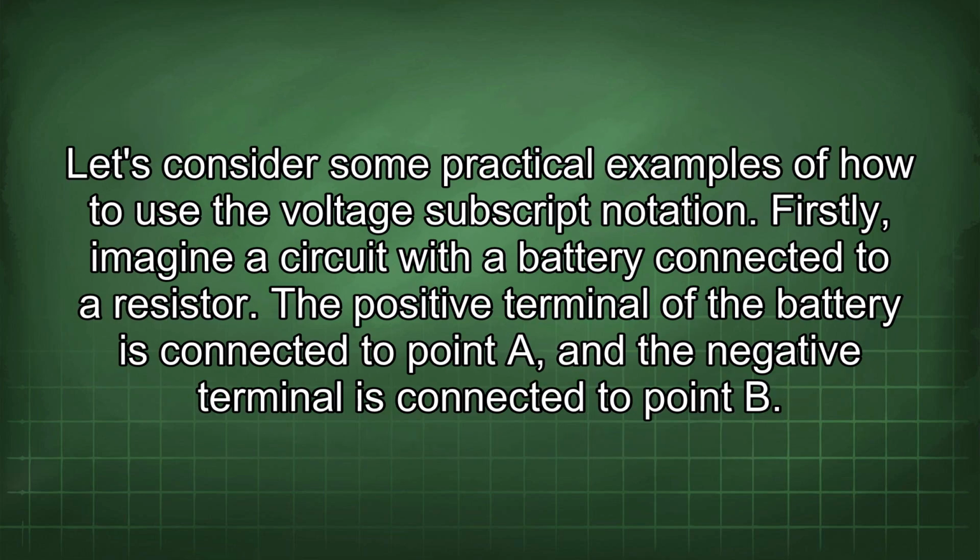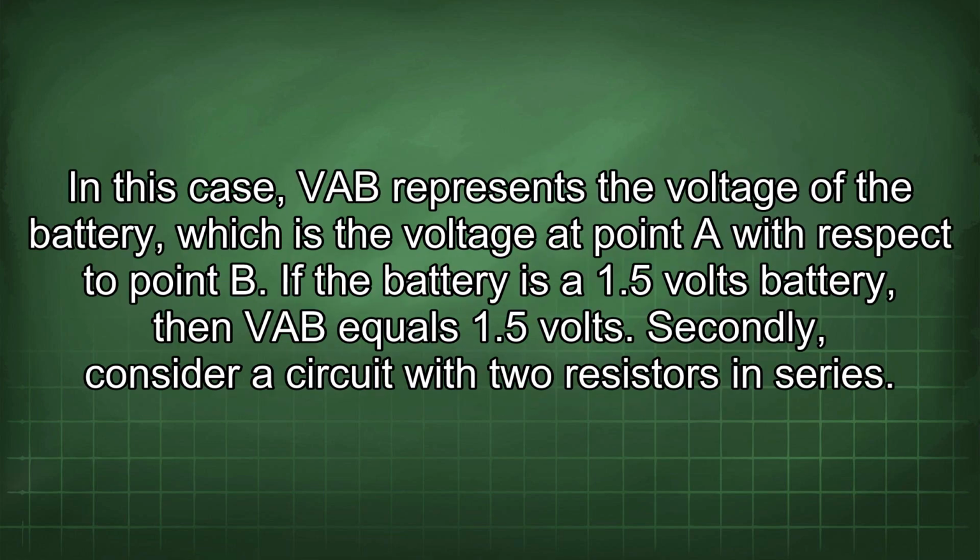Let's consider some practical examples of how to use the voltage subscript notation. Firstly, imagine a circuit with a battery connected to a resistor. The positive terminal of the battery is connected to point A, and the negative terminal is connected to point B. In this case, VAB represents the voltage of the battery, which is the voltage at point A with respect to point B. If the battery is a 1.5 volt battery, then VAB equals 1.5 volts.